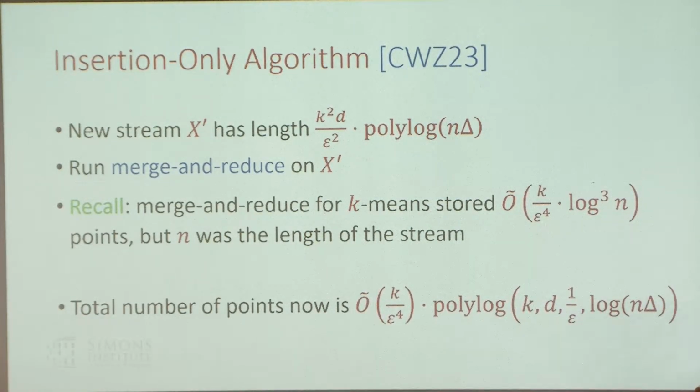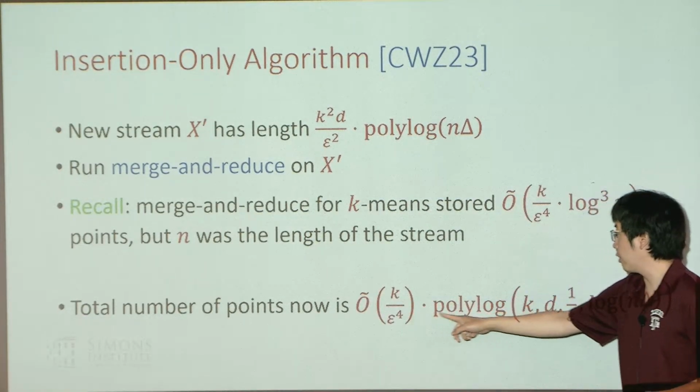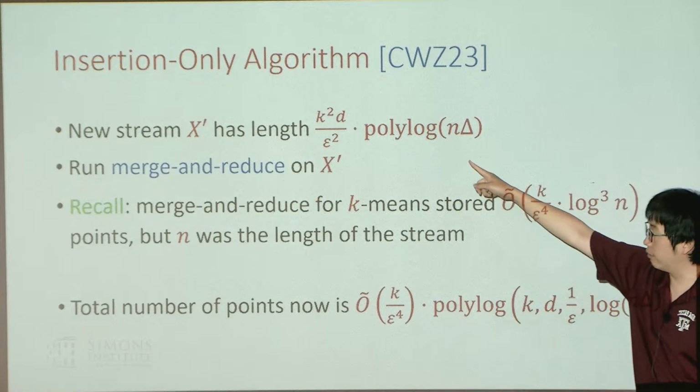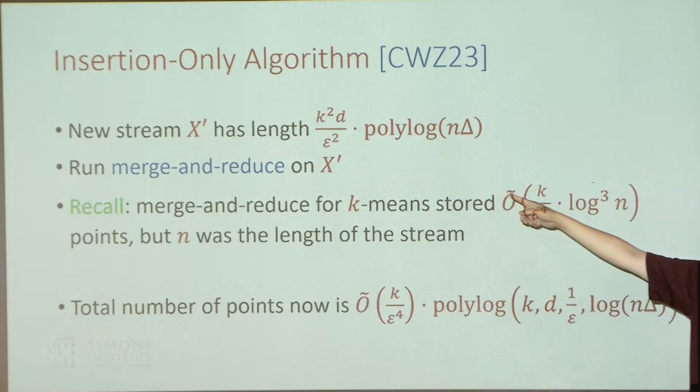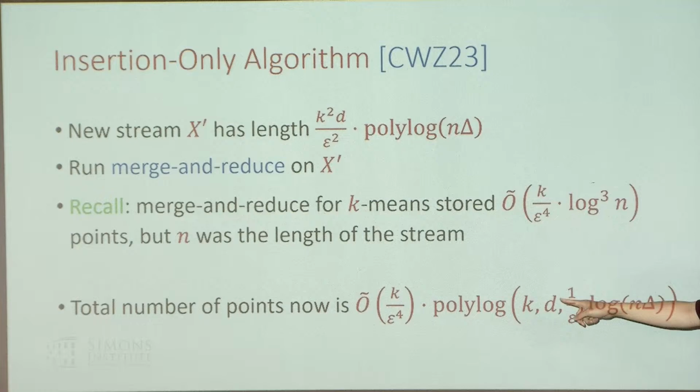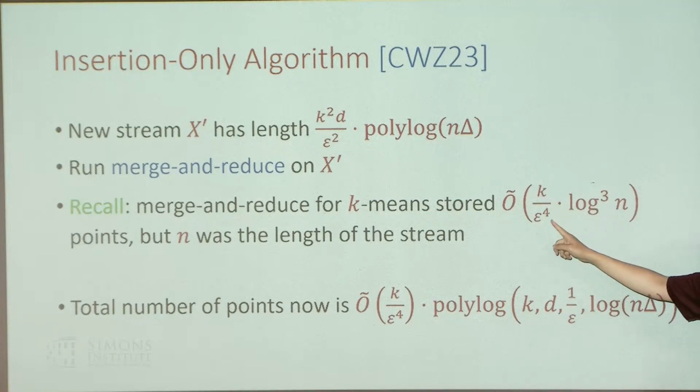And so the total number of points now is going to be k over epsilon to the 4th times polylog of the length of the new stream x prime. So that means that the dependency has now gone down from log n, polylog n, to like polylog log n. So we're not there yet, but we've, I guess, technically gotten exponential improvement.